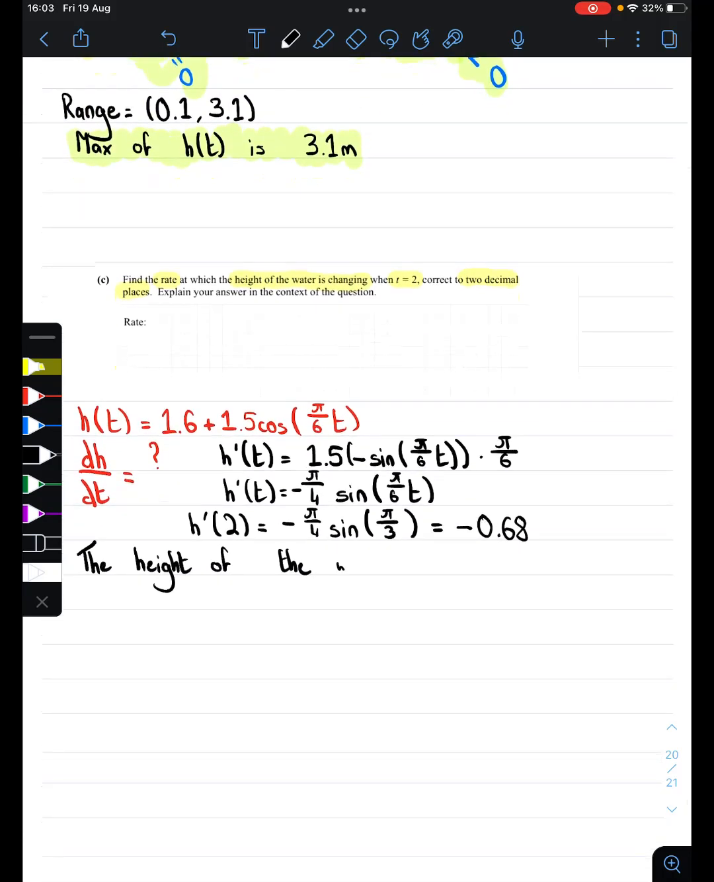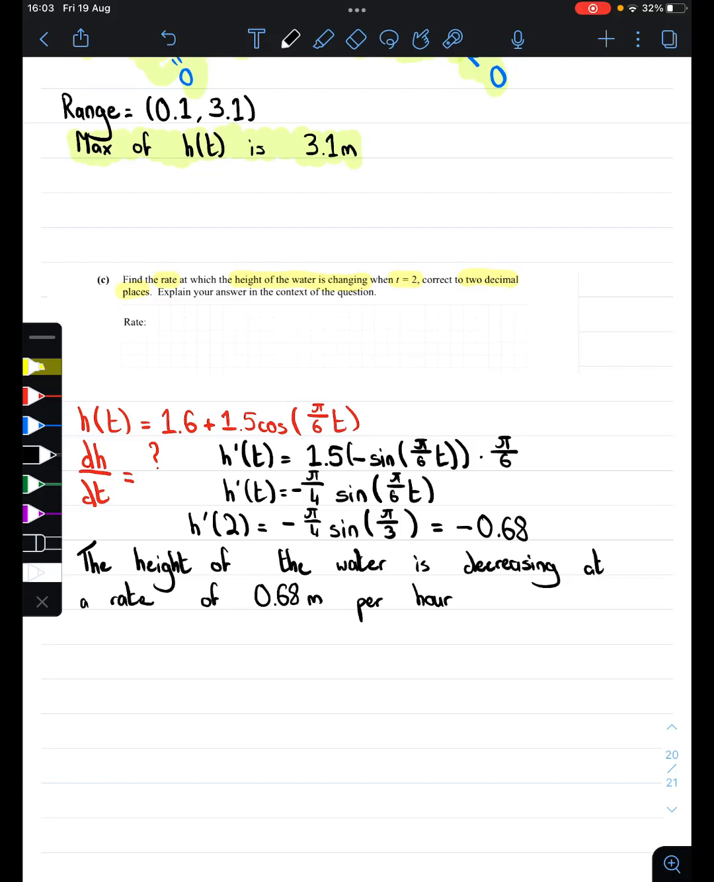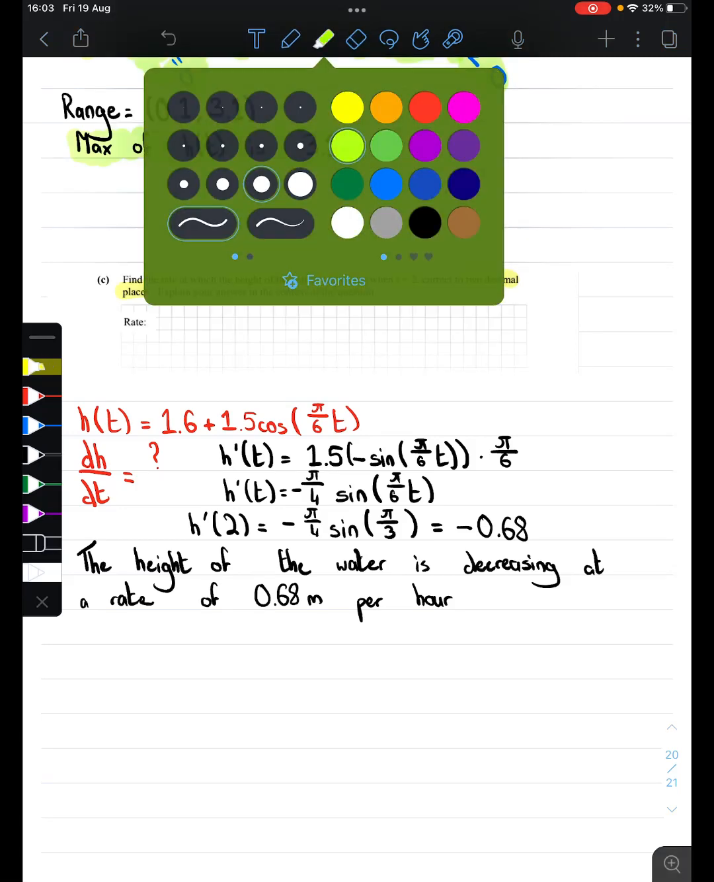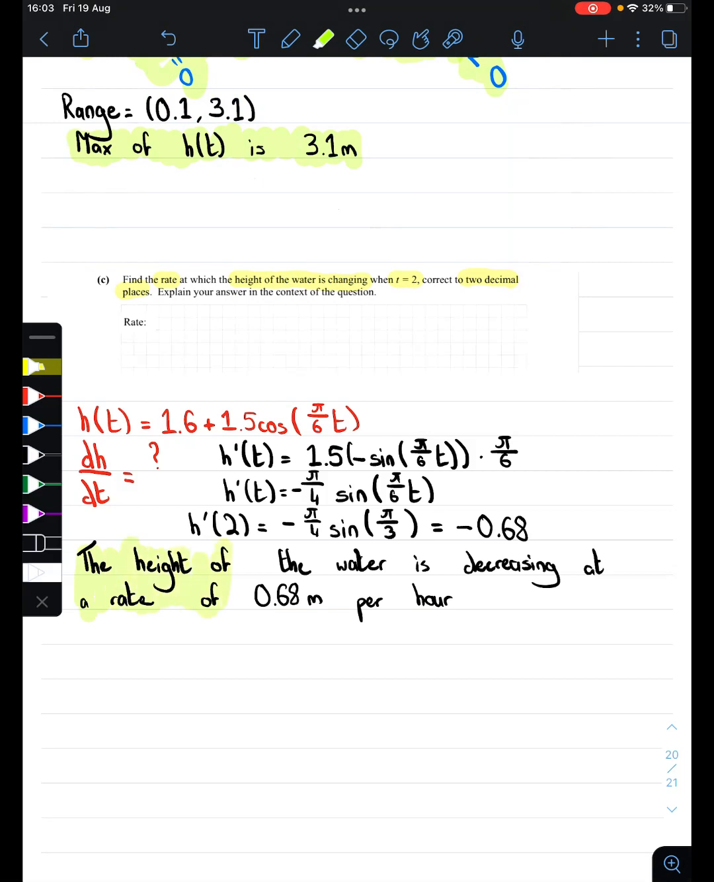The height of the water is decreasing at a rate of 0.68 meters per hour. Now you could here say something about the tide is going out, but it's probably just fine to just say the height of the water is decreasing at this rate in these units. The important thing here is to put it into an English sentence.